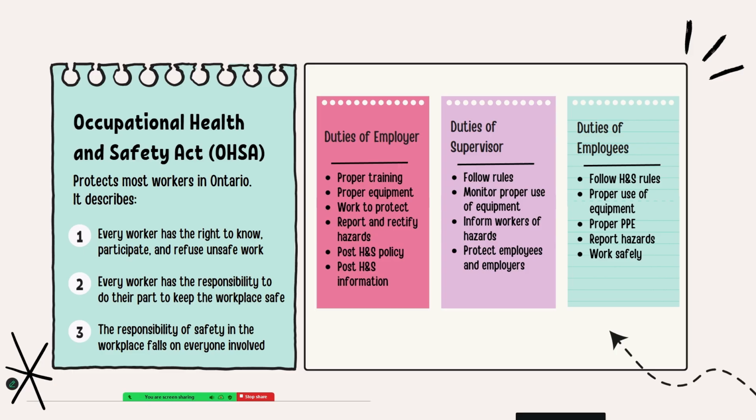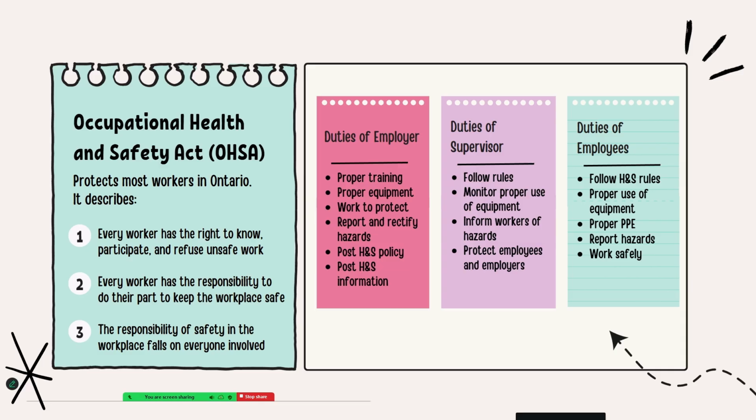We then moved on to occupational health and safety, which is an act. It protects most workers in Ontario. It describes that every worker has the right to know, participate, and refuse unsafe work. It talks about how every worker has the responsibility to do their part to keep the workplace safe. And the responsibility of safety in the workplace falls on everyone involved.